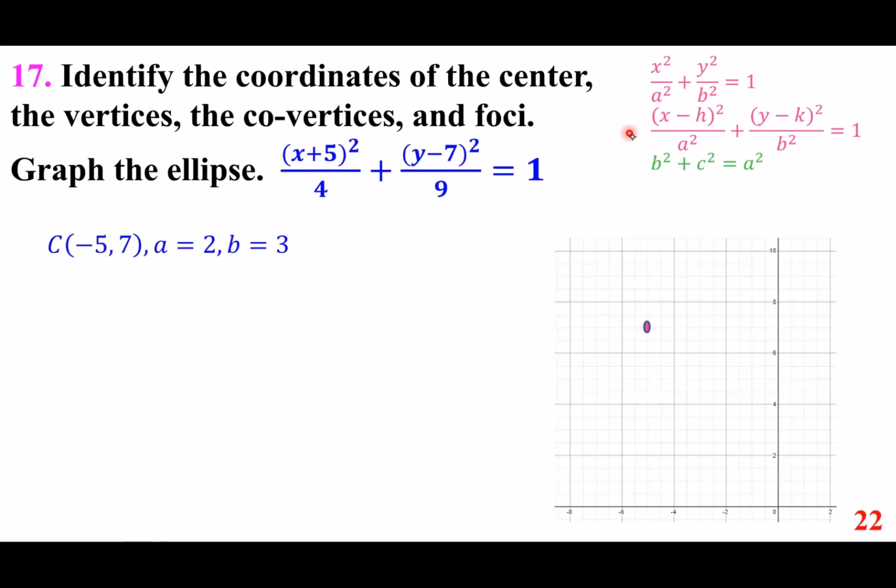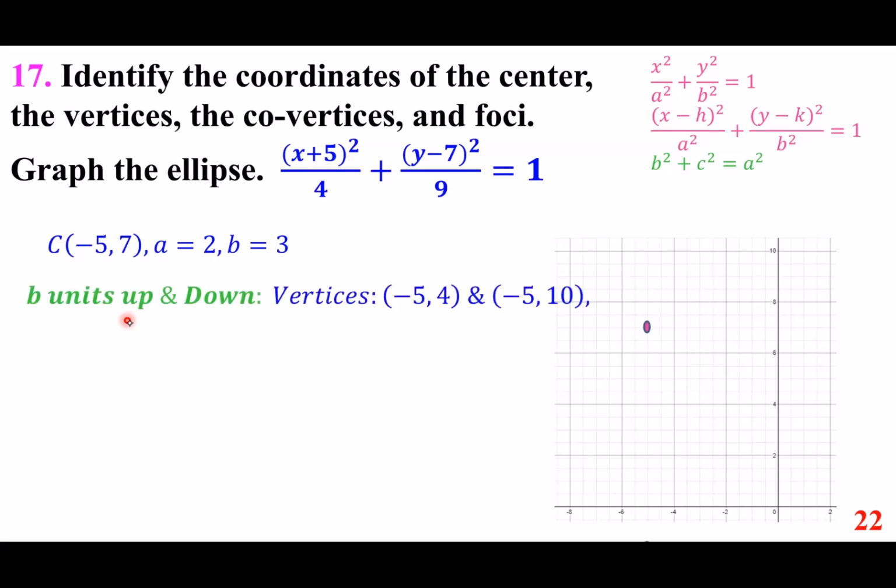So we are interested in the vertices. Since B is larger, the vertices are along the y-axis, or in this case, parallel to that. So we are going to go B units from here, B units up. That means this becomes 10. B units down, that becomes 4, and those are the pairs.